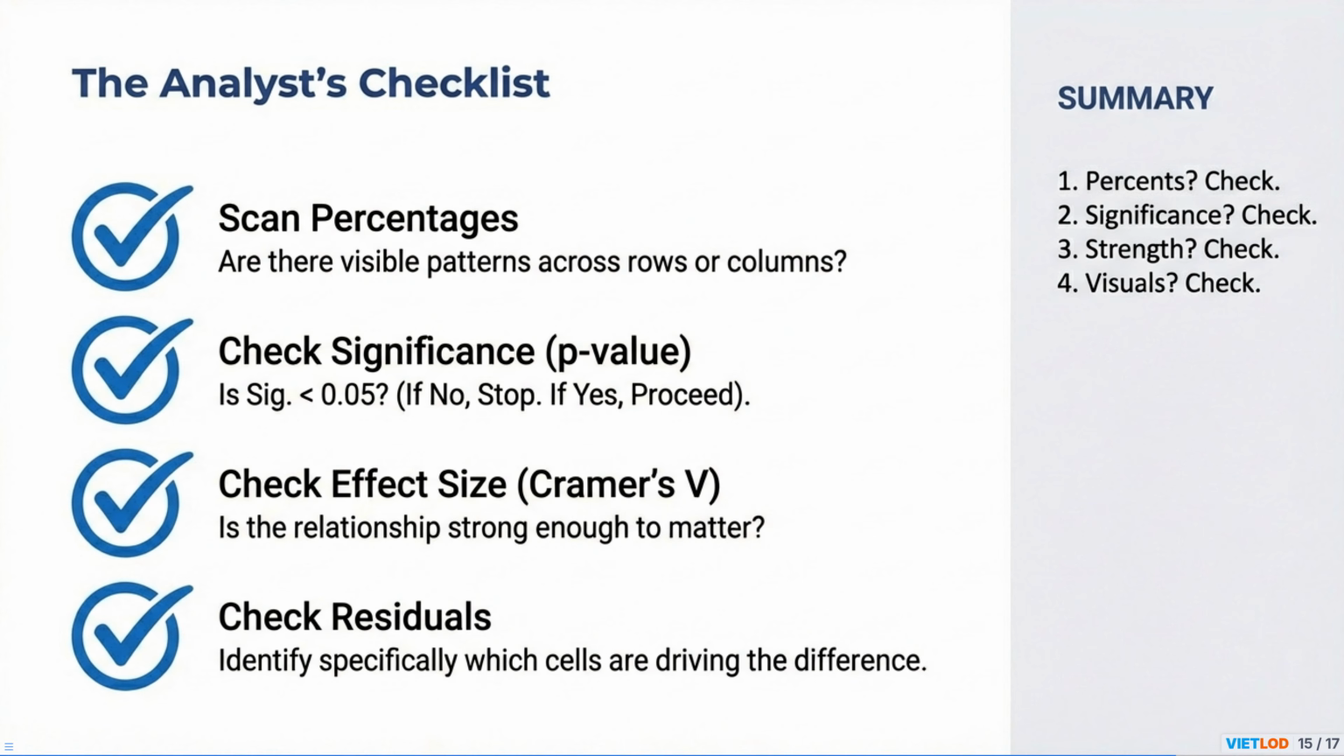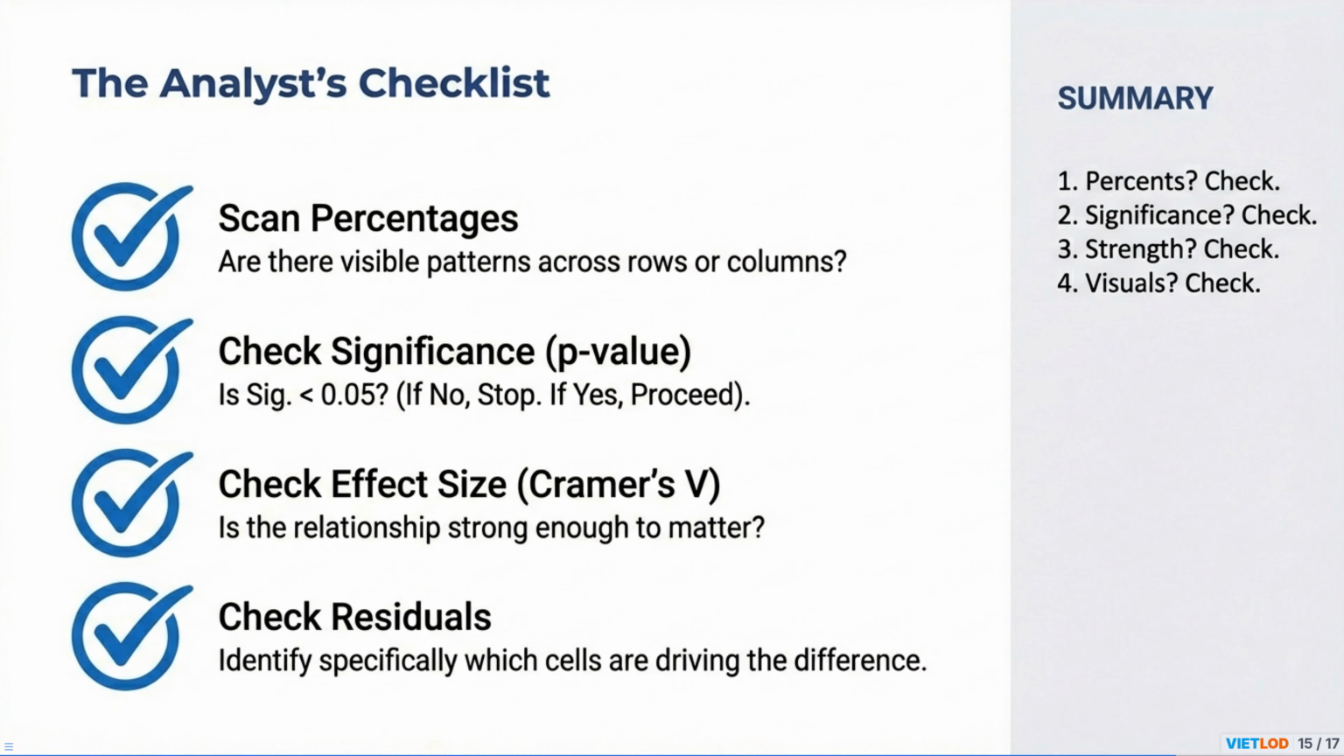Here is a simple, 4-step checklist to ensure a thorough cross-tabulation analysis. First, scan the percentages. Look for visible patterns or trends across the rows or columns before you even look at significance. Second, check for significance. Look at the p-value. If it's not significant, greater than 0.05, your analysis usually stops here. If it is, you can proceed.